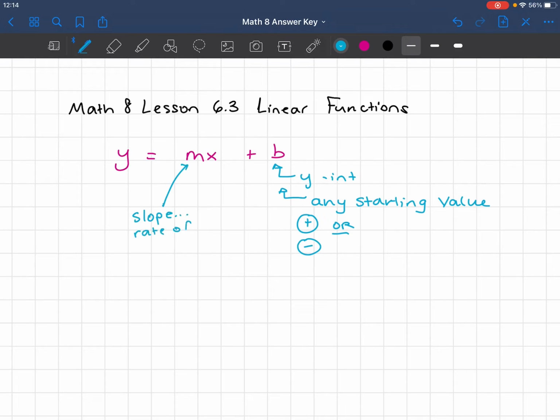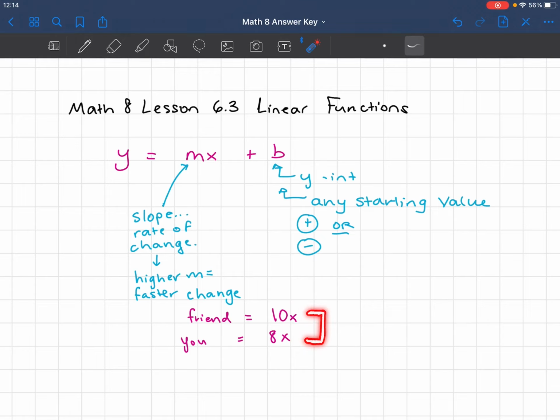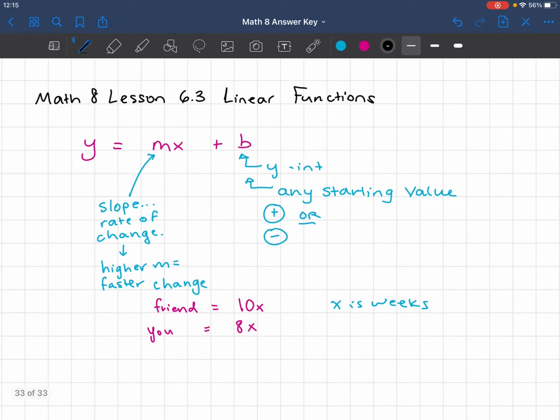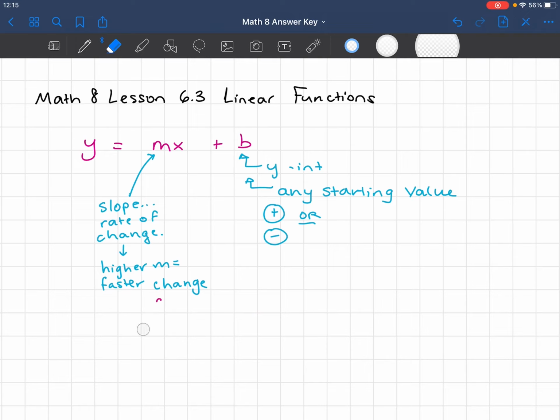Meanwhile, we know that m represents the slope. However, in a word problem, that's also going to mean a rate of change. So a higher slope or a higher m value will mean that something is changing faster. So let's say that a problem says that these formulas represent your gain of money per week, and x is weeks. So just by looking at this, if you can write the formula out and see that the slope of your friend's equation is greater than the slope of your equation, right away you know that your friend is gaining money more quickly than you. Also, your friend is making $2 a week more than you are, because 10 minus 8 is 2.